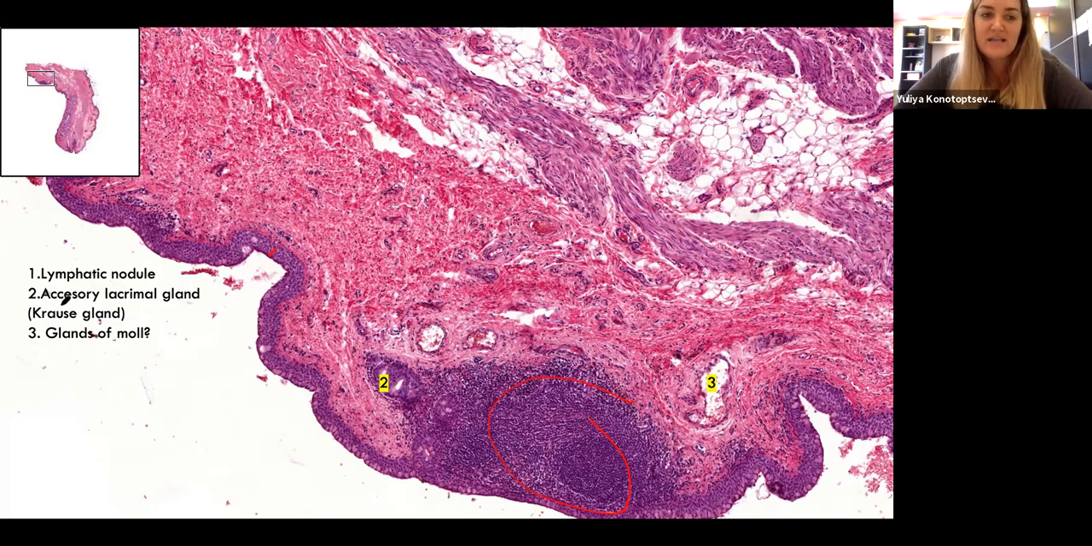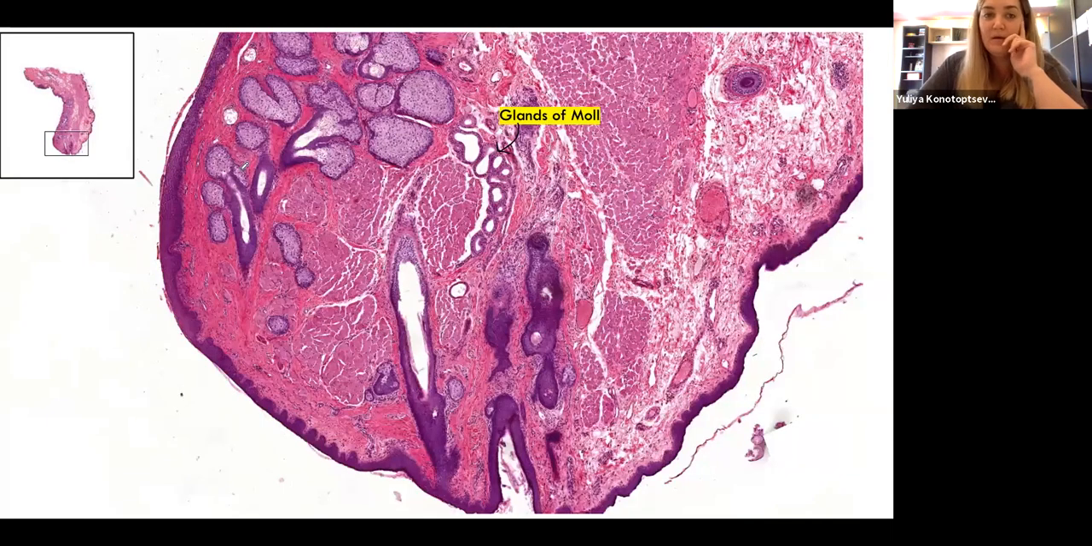We have accessory lacrimal glands, these ones. They're called glands of Krause. So we have the major lacrimal gland, the one that we did, the huge serous gland, right? And we have some accessory in the eyelids. They're called glands of Krause. So again, what are these? Sebaceous gland. Sebaceous meibomian glands, right?